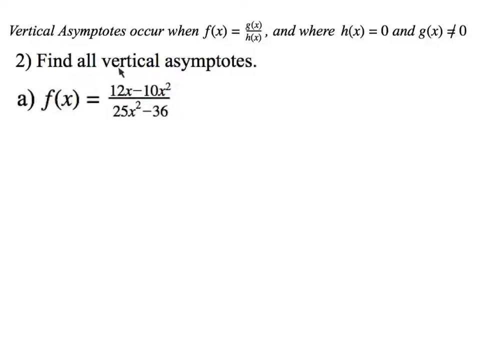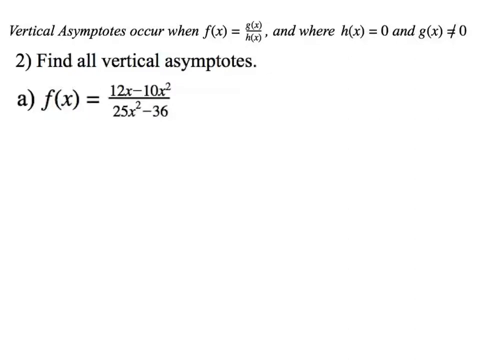So we're going to find all vertical asymptotes. And how you find vertical asymptotes is they occur with fractions, which we have a fraction, when the denominator equals 0, and when the numerator does not equal 0. And we'll talk about that later. But it's a cool little trick, so we don't have to do limits to do this.